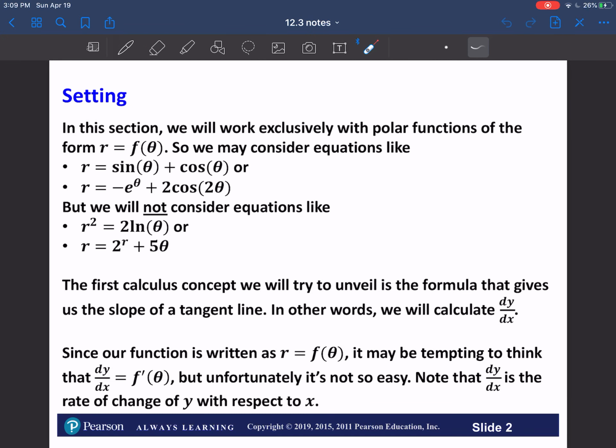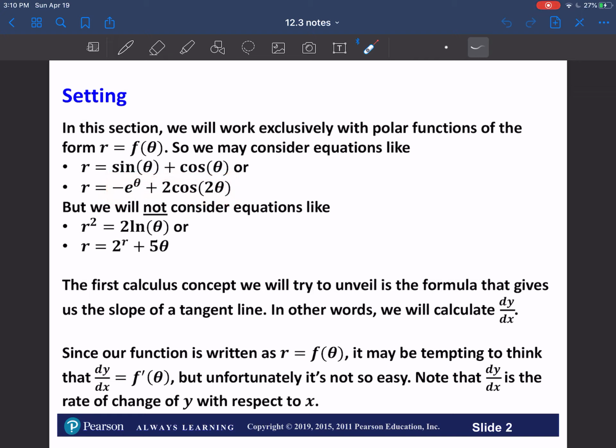First of all, in this section, we are only going to work with polar functions that are specifically of the form r equals f of theta. So r, the radius of the function, is equal to some function of the angle. So the radius will change as a function of the angle. For example, we might consider functions like r equals sine of theta plus cosine of theta. In this case, the sine of theta plus cosine of theta would be your f of theta. Or we could consider something like r equals negative e to the theta plus 2 cosine 2 theta.